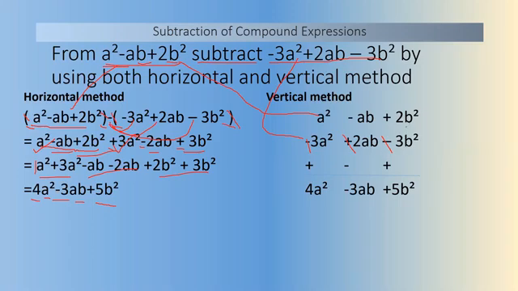2 plus 3 is 5ab. Minus 1 and minus 2 is minus 3ab. Plus 1 plus 3 is plus 4a square.